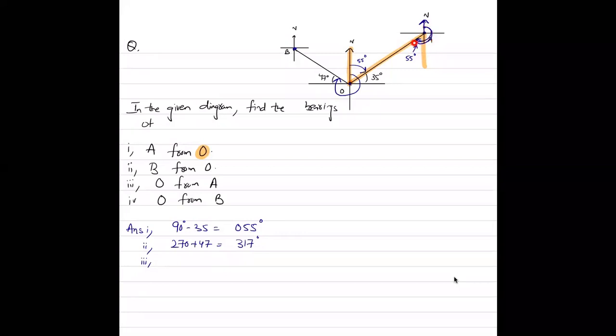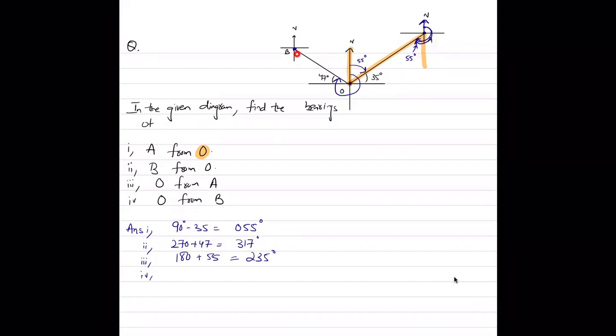ये पूरा एंगल 180 हो गया, ये कितना एडिशनल एंगल है? 55 है. So bearing total क्या हो जाएगी? 180 plus 55. Okay, find the bearing of O from B.